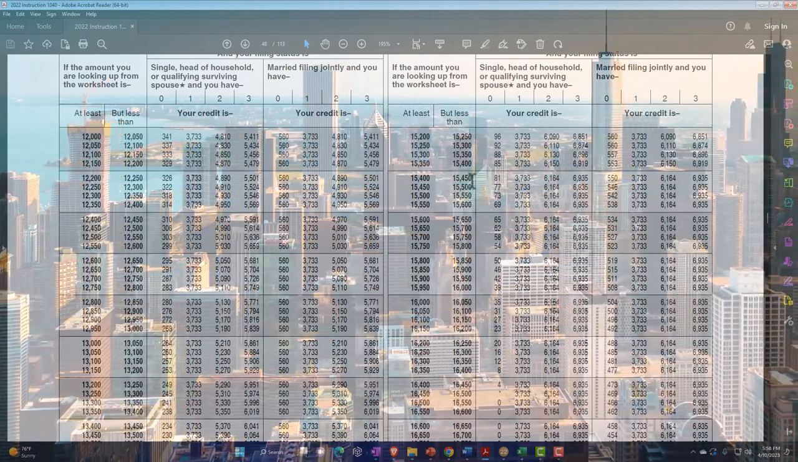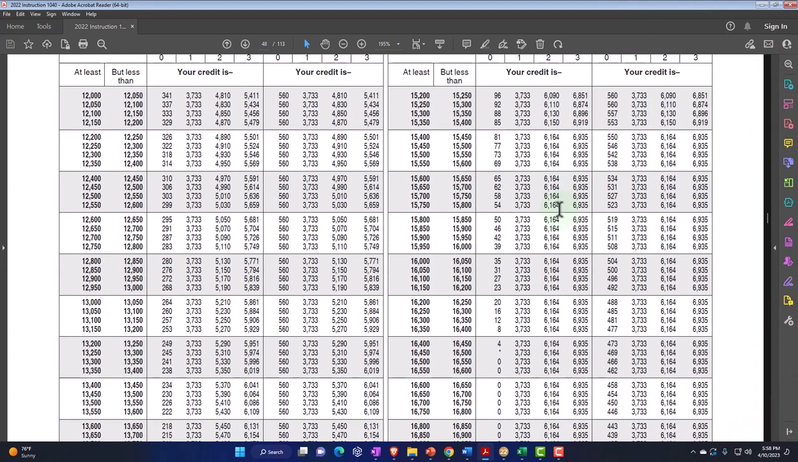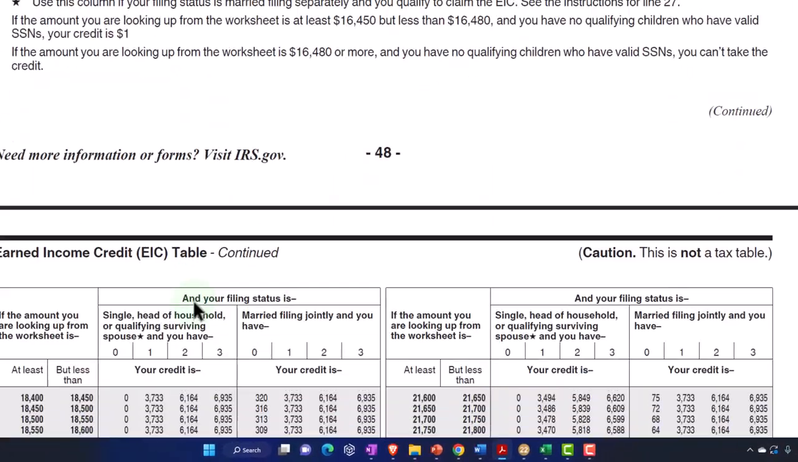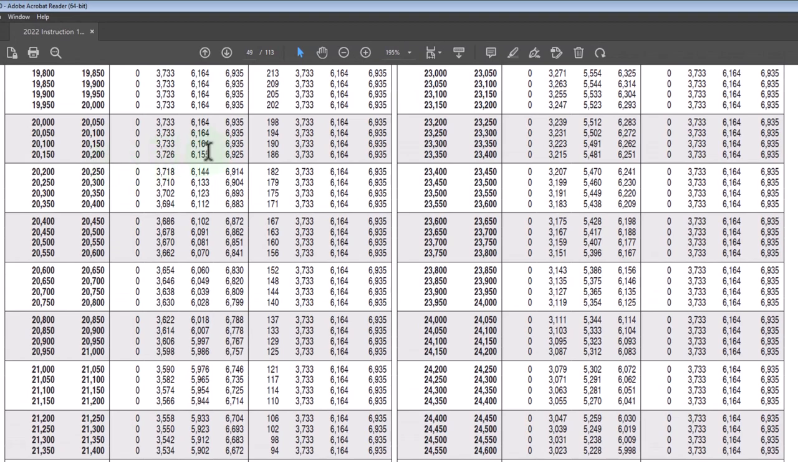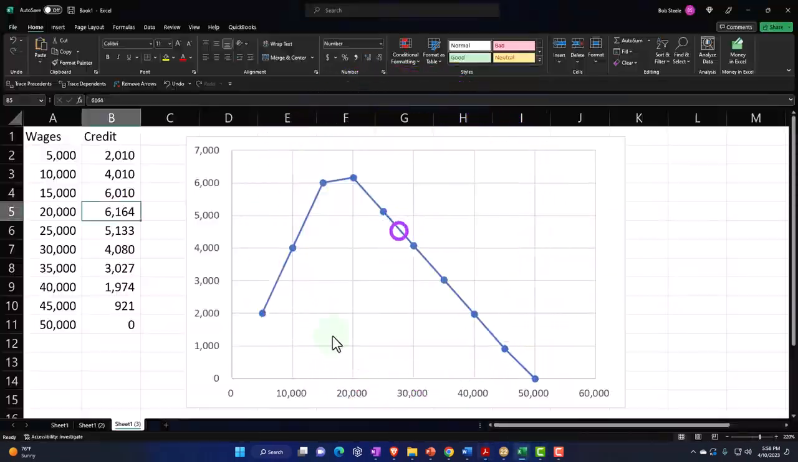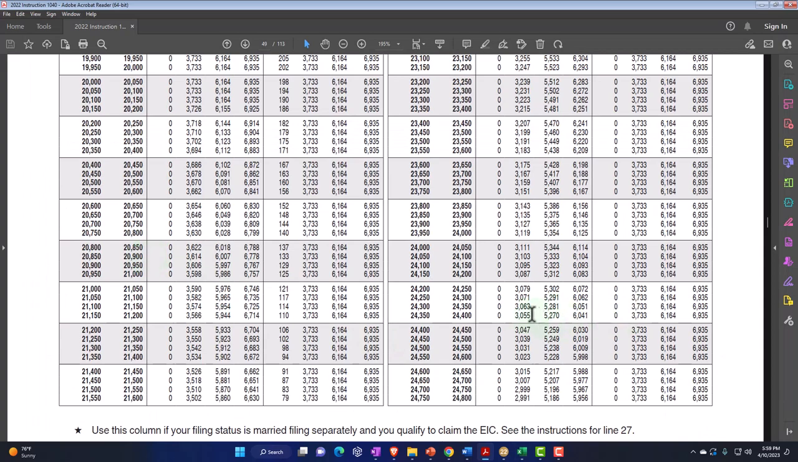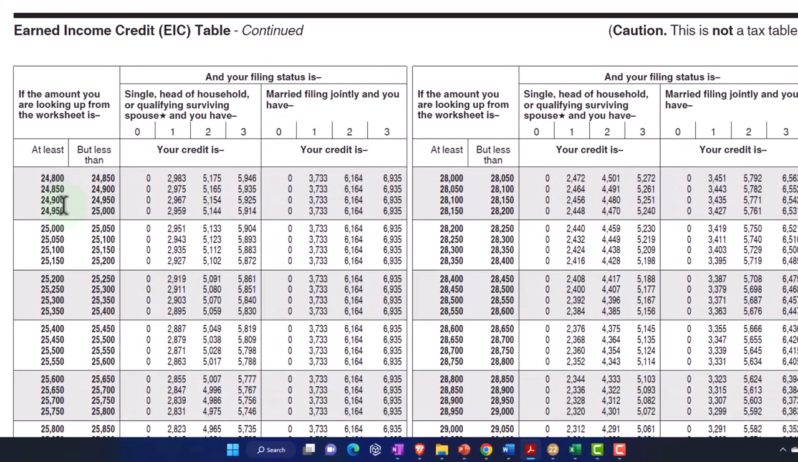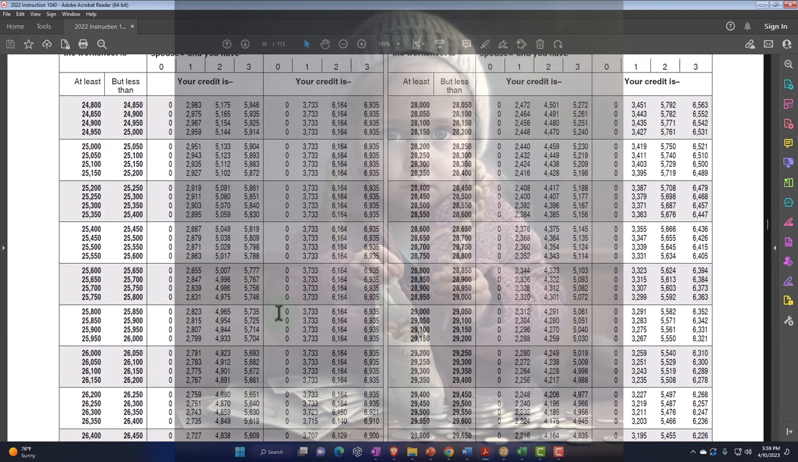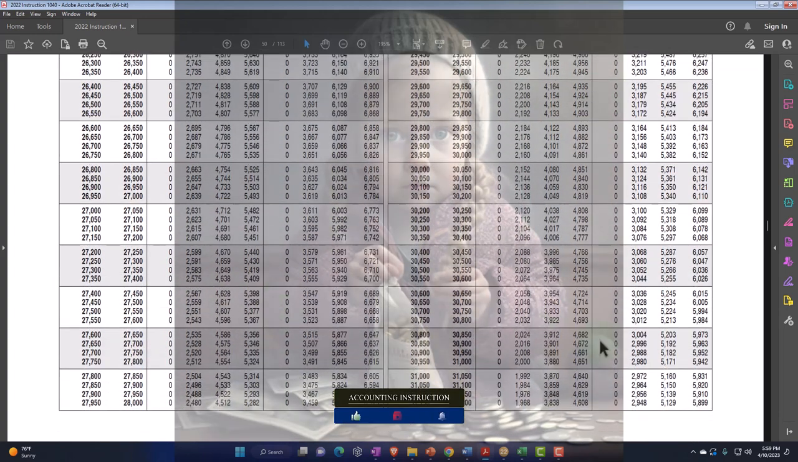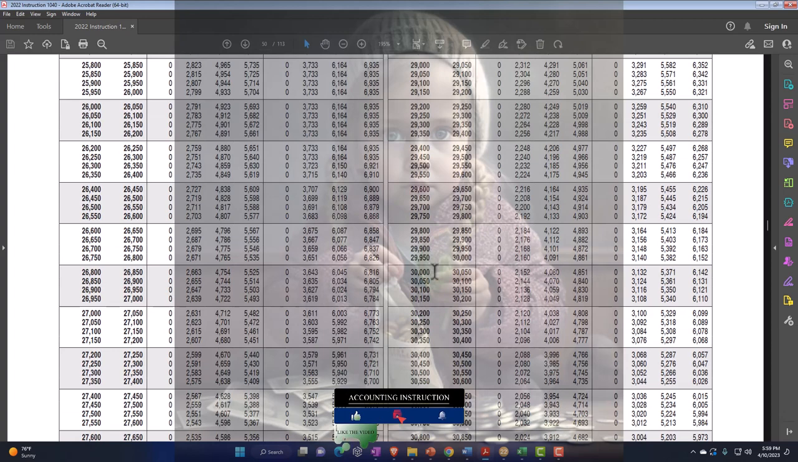6,164 right there at around $15,400. And then it sticks there at that level for some time. That's the maximum level until you get down to here, $20,200, and then it goes back down. We had $20,000, it hit the max; at $25,000 it goes to 5133. So $25,000 is right there, and for two children it's 5133. At $30,000 it's 4080, which is here. So you get the idea there.